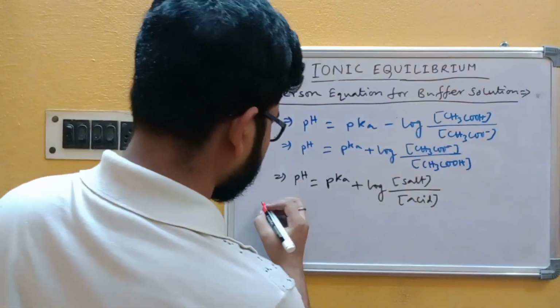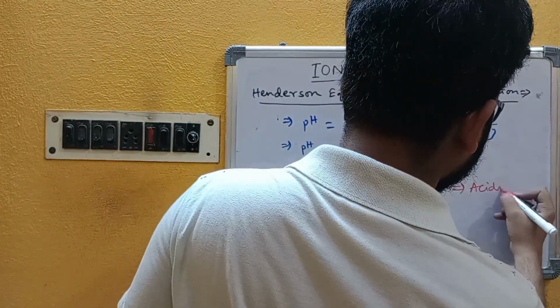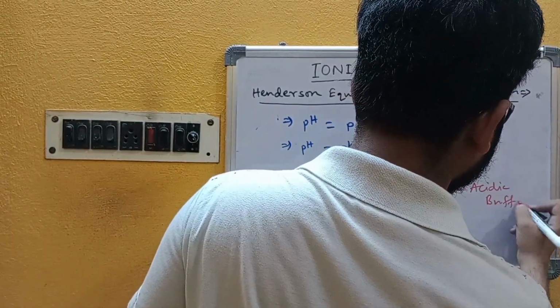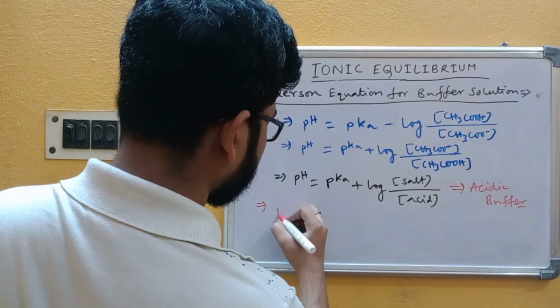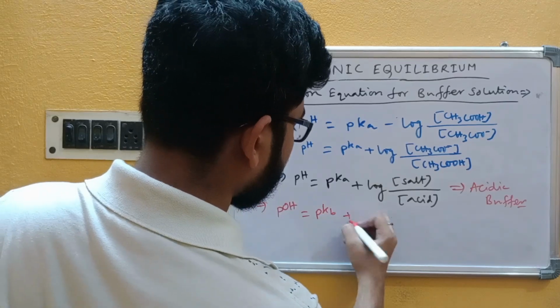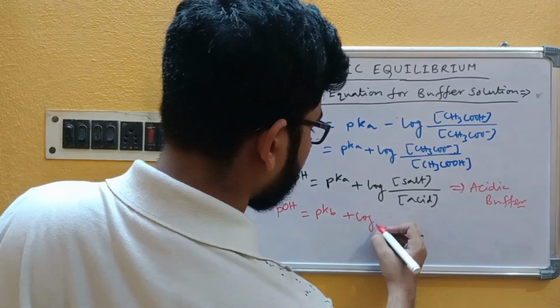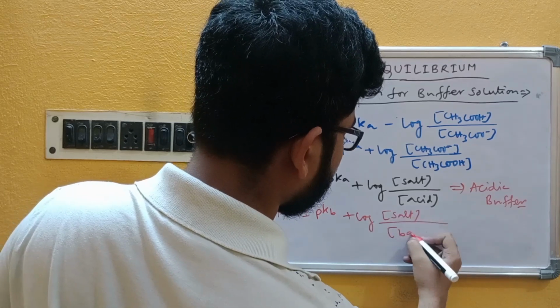Similarly for bases, this is for acidic buffer. Similarly for bases, that is basic buffers, pOH will be pKb plus log concentration of salt upon concentration of base.